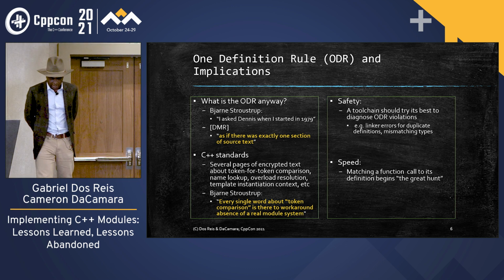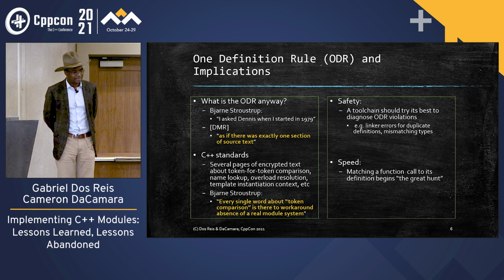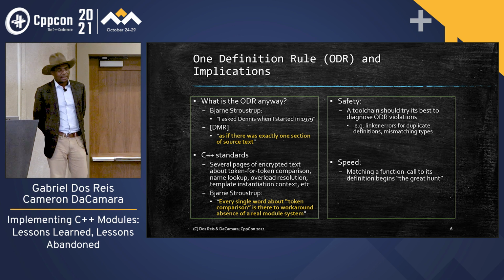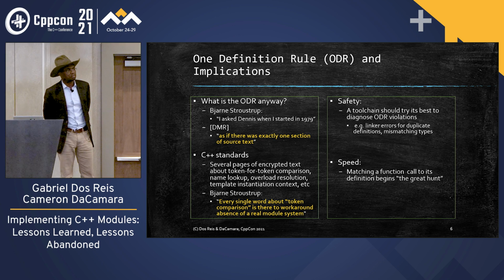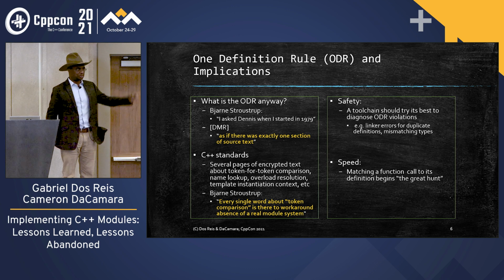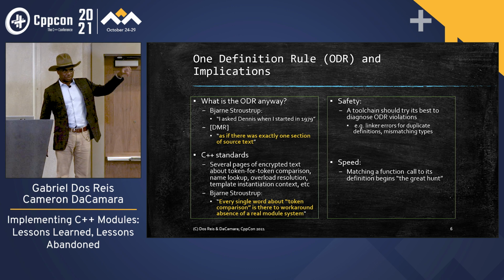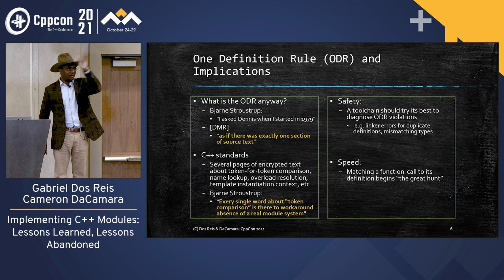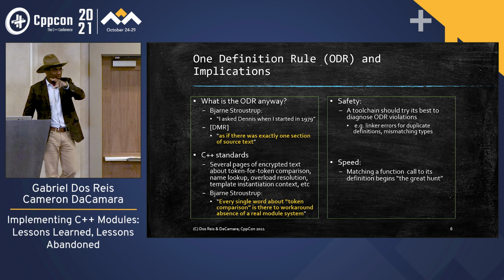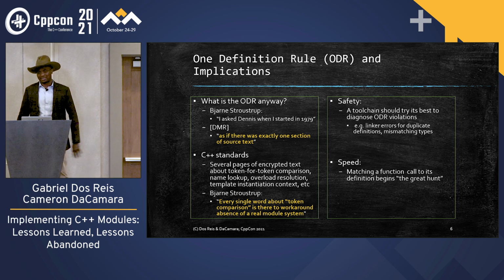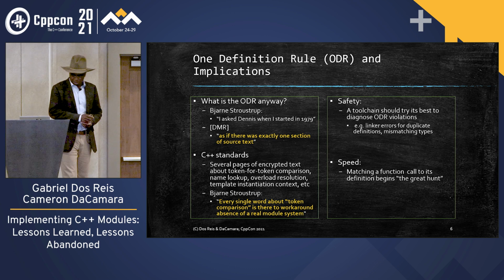If you're in a header file world, then the linker has to pick a definition, has to relate the reference to a function or an object to where its definition is. And if you have too many of these things, you're going to get into trouble.